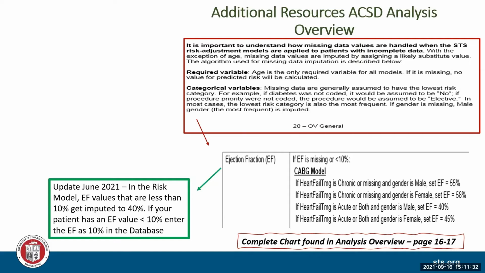So there's a complete chart in this analysis overview, somewhere around page 16 or 17, that talks about how certain variables that are missing get imputed into the risk model. This, to me, is the most significant one. So I wanted to point that out to you.